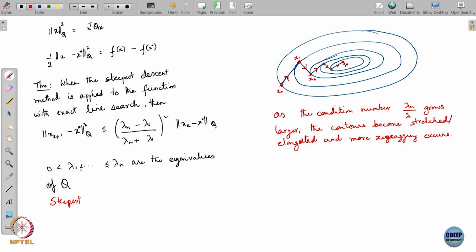So, let me make a note here. The steepest descent converges linearly on this sort of quadratic problem. Now, it turns out that for problems that are more nonlinear, where not necessarily quadratic, some pretty much similar sort of result holds. So, I will just state again the theorem for you.